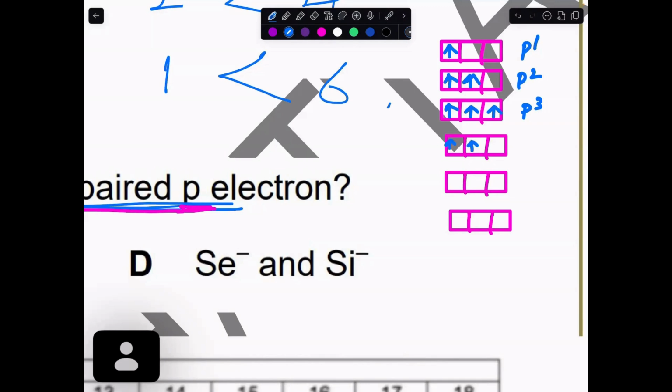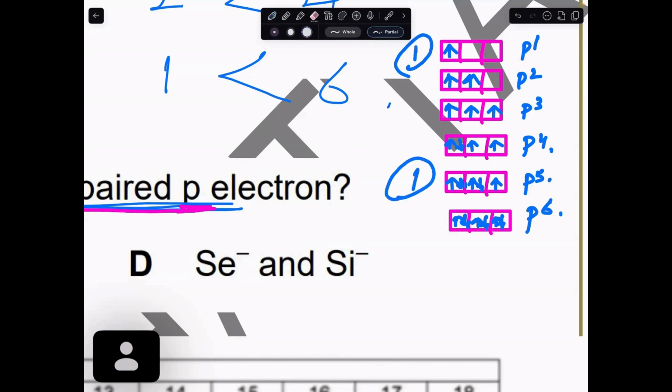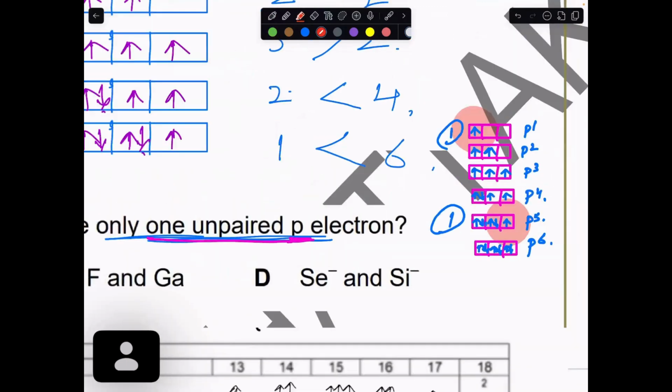But if it is P4, two unpaired. If it is P5, one unpaired. But if it is P6, it is zero unpaired. So one unpaired and one unpaired is only possible when it is either P1 or P5. Now see.